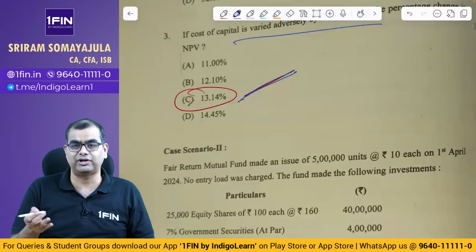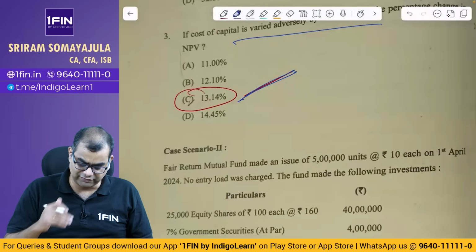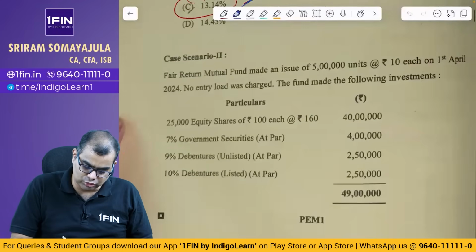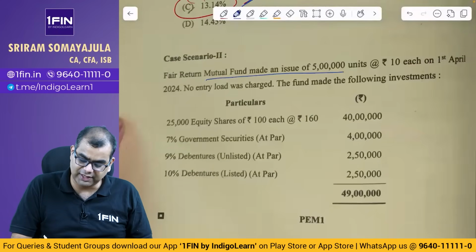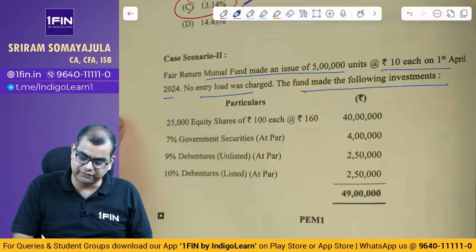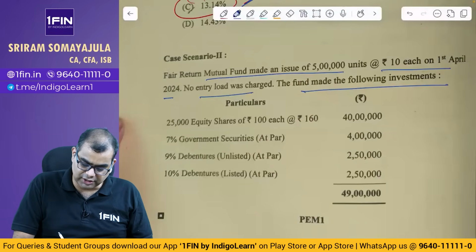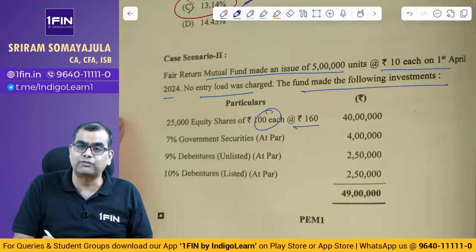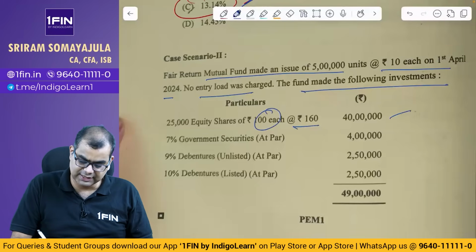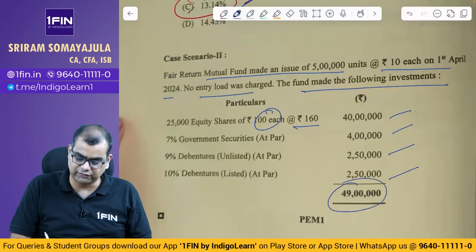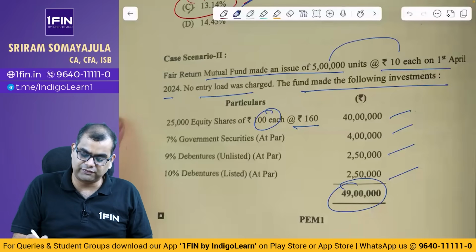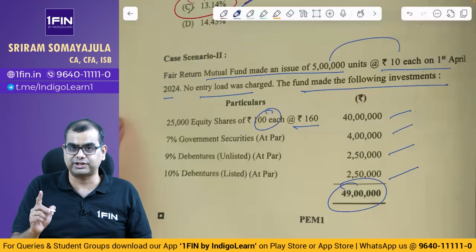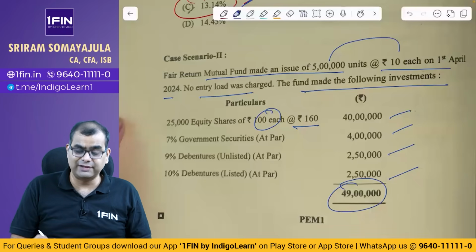Very, very simple. In fact, you need not even do massive computations at all. Then case scenario 2: Fair Return Mutual Fund made an issue of 5 lakh units of 10 rupees each on 1st April. No entry load. The fund made the following investments. Here they invested 100 rupees each at 160, which is basically 40 lakhs. Then government securities at par 4 lakhs, debt 2,50,000, debentures 2,50,000, total 49 lakhs. So even though they made an issue of 5 lakh units of 10 rupees each, which is basically 50 lakhs, they invested only 49 lakhs.